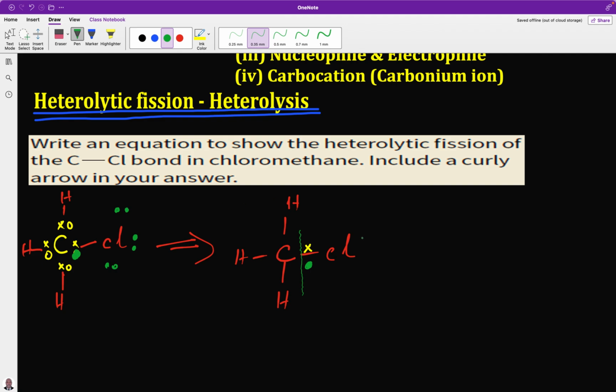Between carbon and the chlorine, there is a dipole here. This one is highly electronegative, a strong electronegative element, and carbon is not a strong electronegative element. In that case, carbon acquires a partial positive charge. Meanwhile, chlorine has a partial negative charge. There is a dipole here. So when there is heterolysis in this carbon-chlorine bond, it results in an uneven breakage.